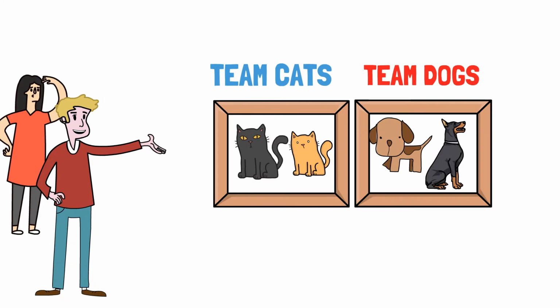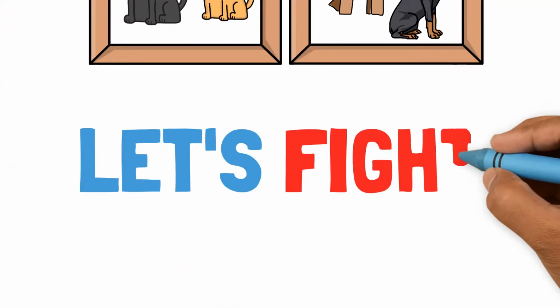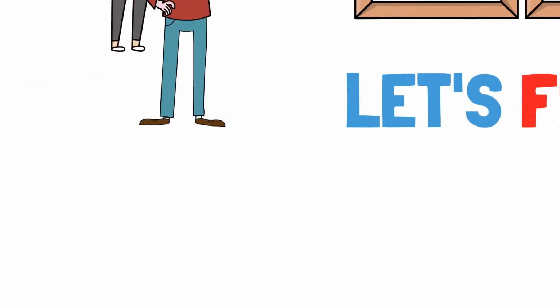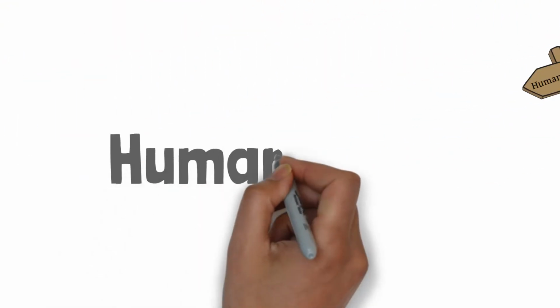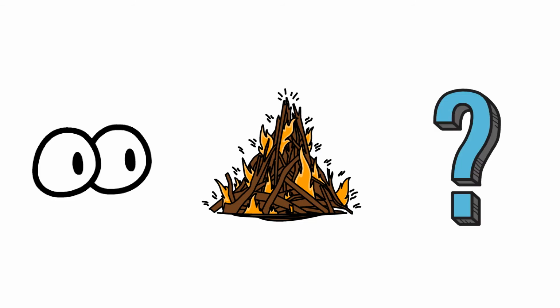We have two sides. Dog team, cats team. Who will be better? But first, we will look over the human neural cell at the beginning level. As you know, fire is hot. Yes, it's right. However, if you have not felt fire, what would you do?